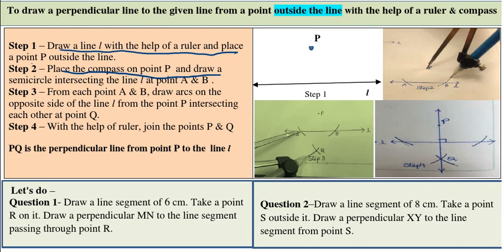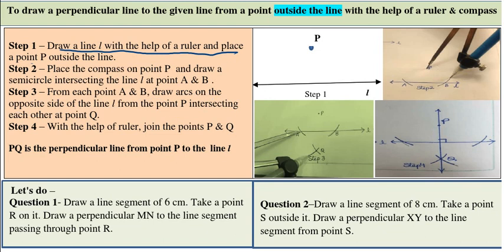Now we have to take the pointer at point P and draw two arcs like we did in the previous one, for A and B, taking it as a radius. From each point A and B, draw arcs on the opposite side of the line L from point P, intersecting each other at point Q.